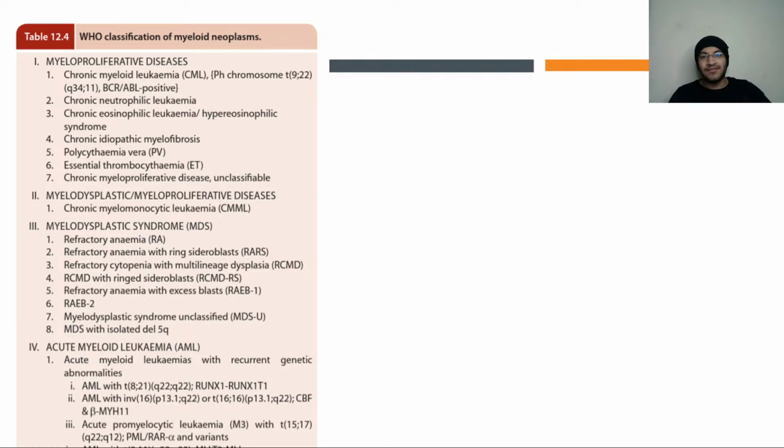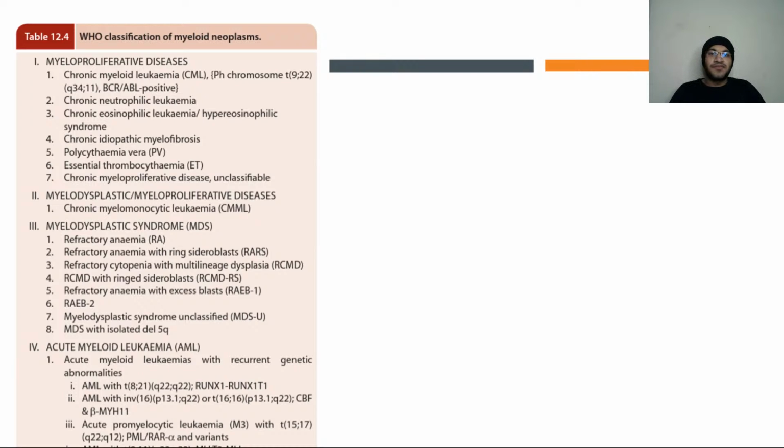So first is chronic myeloid leukemia. CML is a myeloproliferative disorder. Second is chronic neutrophilic leukemia, chronic eosinophilic leukemia, chronic idiopathic myelofibrosis, polycythemia vera, essential thrombocythemia, and chronic myeloproliferative disease. So these are the 7 myeloproliferative disorders. First is chronic myeloid leukemia, chronic neutrophilic leukemia, chronic eosinophilic leukemia, chronic idiopathic myelofibrosis, polycythemia vera, essential thrombocythemia, and chronic myeloproliferative disorder.